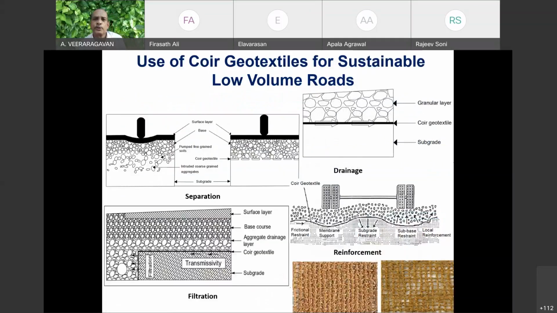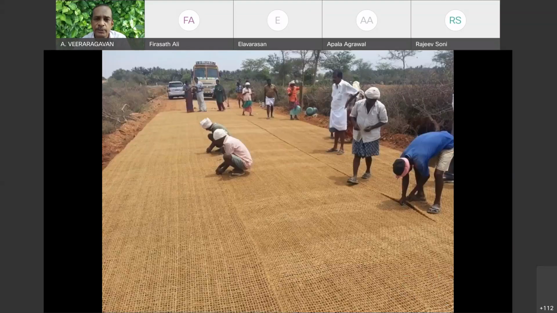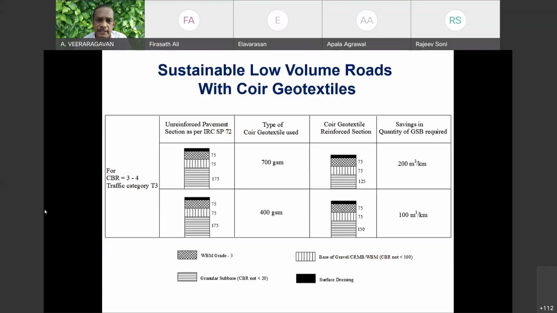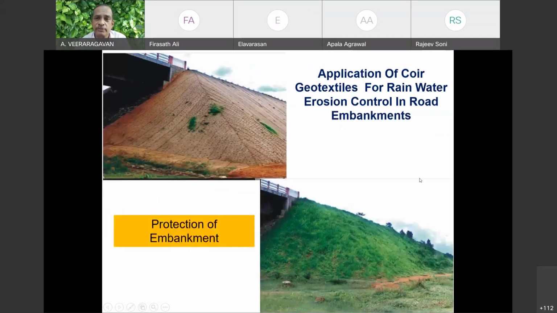Even coir can also be used for sustainable low volume roads. We adopted this in several roads in Tamil Nadu and Kerala, where again the function of the coir geotextile is separation, drainage, filtration, and reinforcement. The layer has been laid, and we found that thickness can be brought down from 175 to 200 millimeter. Instead of having 200 millimeters, 250 millimeter, I can bring down to 225 millimeter, reducing the savings in aggregate quantity of 200 cubic meter or 100 cubic meter per lane kilometer. So sustainable engineering, that you can also use it for rainwater erosion control, protection of embankment. So I think it's time that more and more sustainable materials are to be adopted.